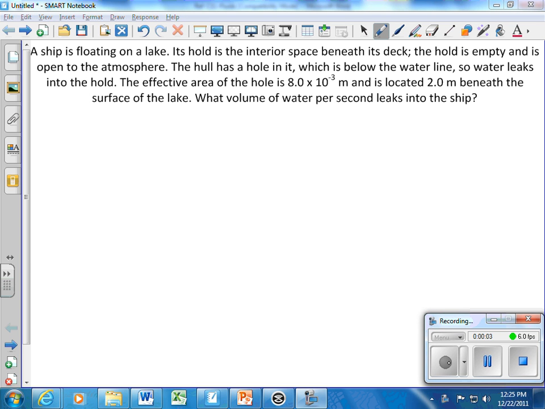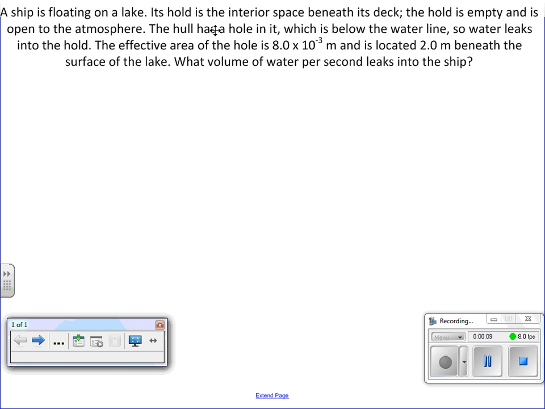Hello, children. I thought I'd give you one on Bernoulli's equation example. So here's one out of the book, actually. Ship in a lake. The hold is the interior space beneath the deck. The hull has a hole in it, which is below the water line.